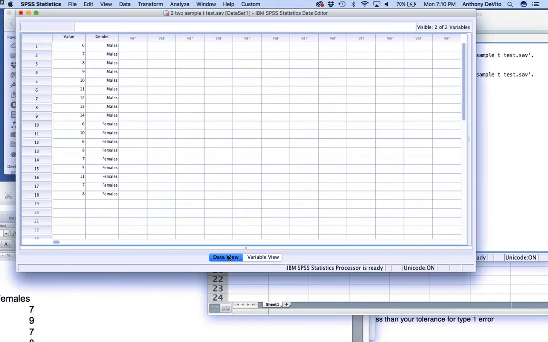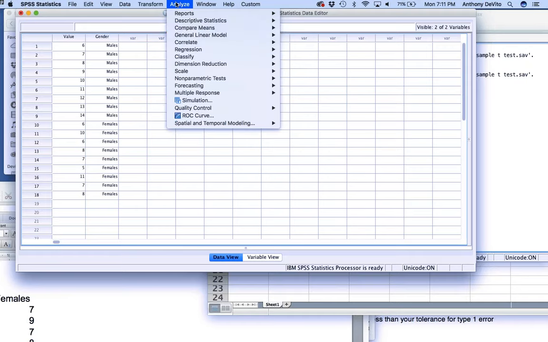When the data was formatted in Excel, it was very convenient to have the males and females in 2 columns. In SPSS, it's much easier to work with the data formatted this way, where I have the variable gender in one column and the value, whatever that number represents, in the other column. You guys see the difference here?